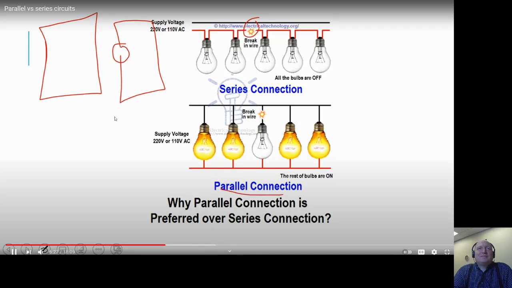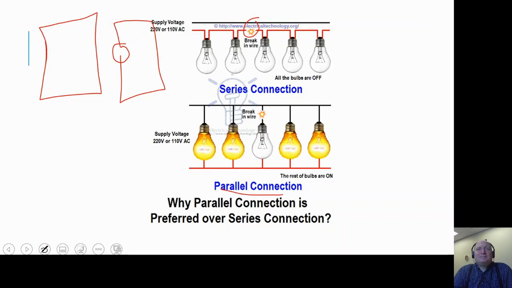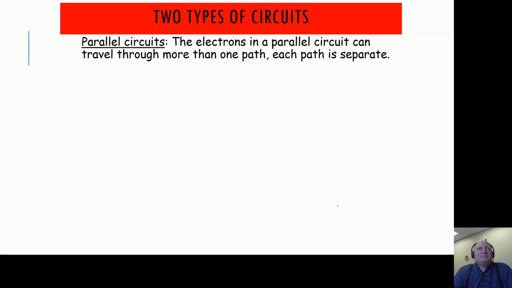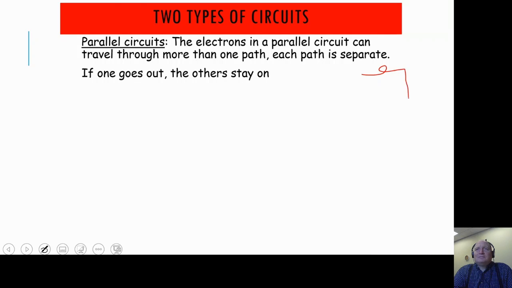Here it says parallel connection. It can flow all the way back. All right. So talking about parallel circuits, electrons in parallel circuit can travel through more than one path. Each path is separate. If one goes out, the others will stay on. In fact, if I draw one, just draw my own parallel with two light bulbs, light bulb, and then I have a battery down here.